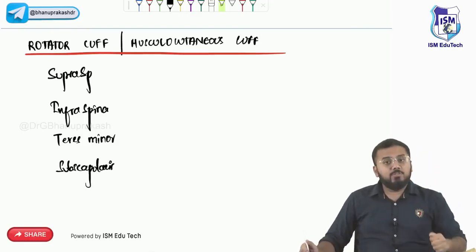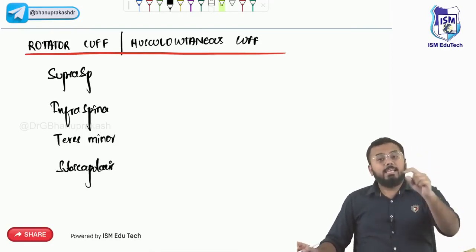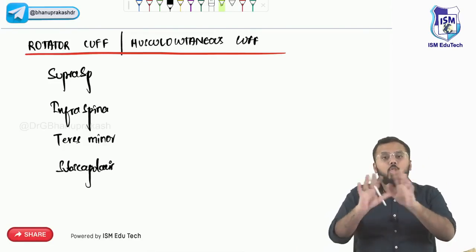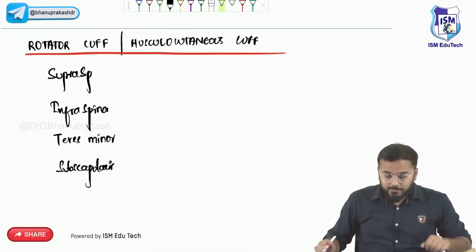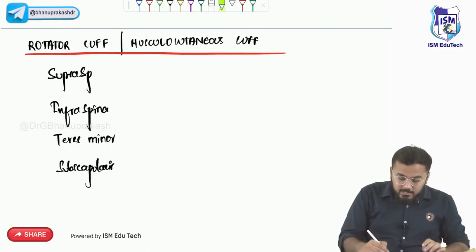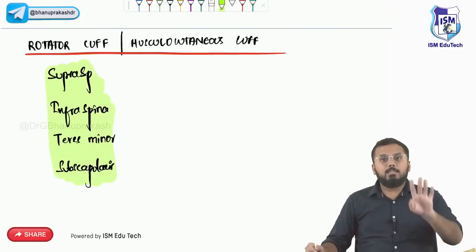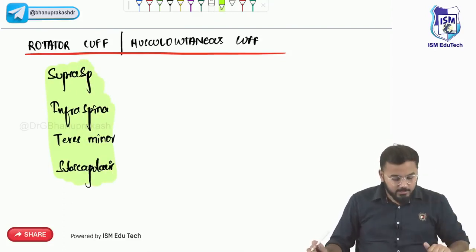Sir, you forgot to mention one muscle. Yes, that muscle is teres major muscle. Teres major is not included under rotator cuff. Only teres minor is included under rotator cuff. So what are the four rotator cuff muscles? Supraspinatus, infraspinatus, teres minor, and subscapularis are the rotator cuff muscles.